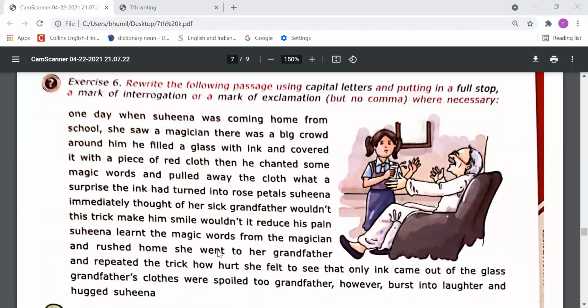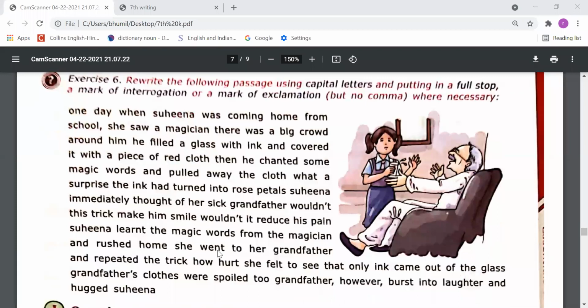Let's read this. One day when Suhina was coming home from school, she saw a magician, there was a big crowd around him. He filled a glass with ink and covered it with a piece of red cloth. Then he chanted some magic words and pulled away the cloth. What a surprise! The ink had turned into rose petals. Suhina immediately thought of her sick grandfather. Wouldn't this trick make him smile? Wouldn't it reduce his pain?